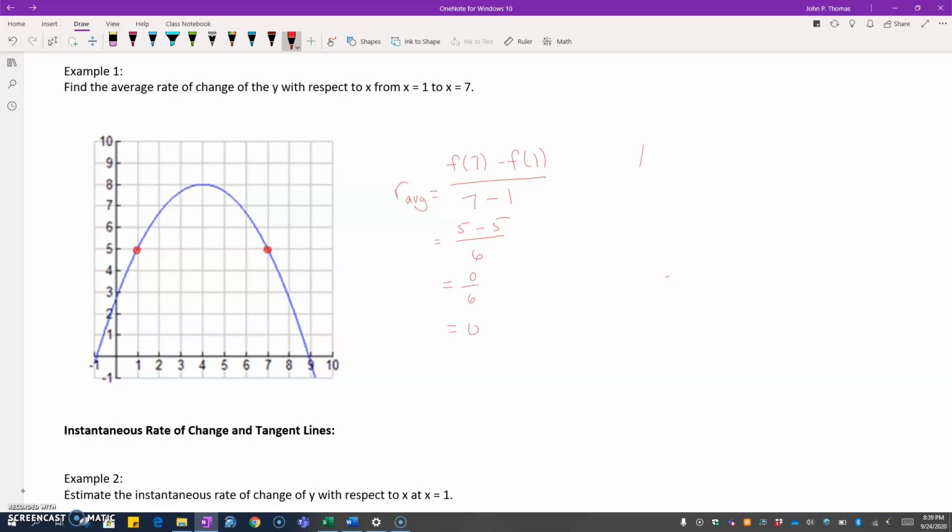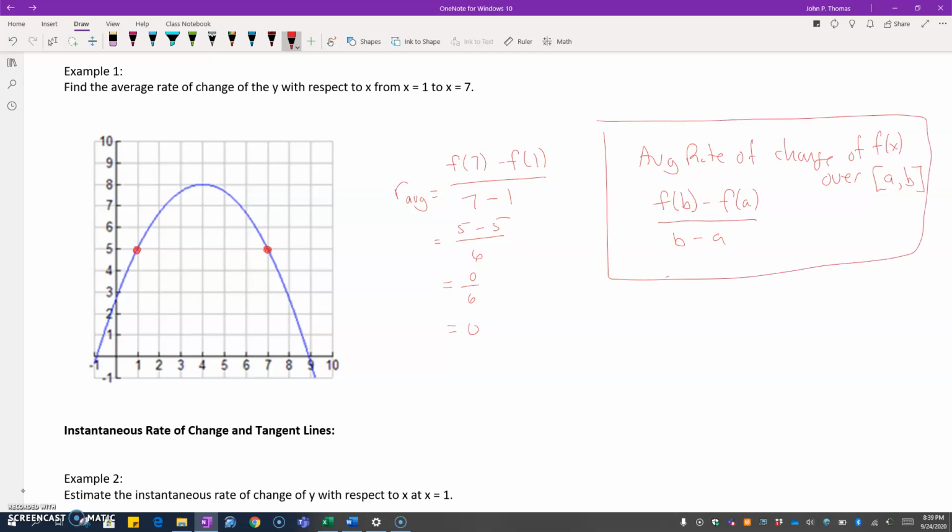All right, so in general, the average rate of change is always going to be f of b minus f of a over b minus a. And that's the average rate of change of f of x over the interval a to b. That's going to be a general rule. That is our slope. And again, that's the slope of the secant line. So average rate of change is going to correspond to the secant line.